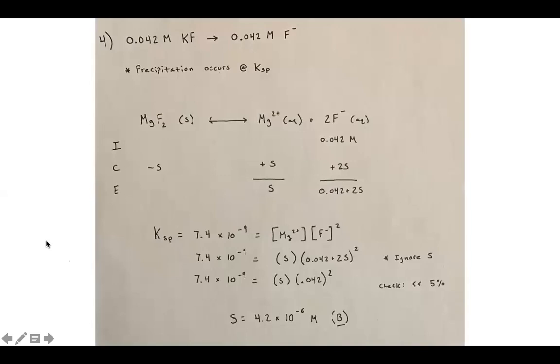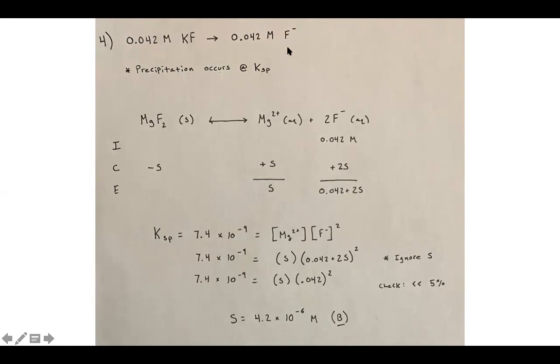So precipitation doesn't really start at the KSP, but it starts immediately after, right? So even 0.000001 molar after, it'll start precipitating. From our problem, I can't quite see how it's added, but I think it's potassium fluoride. From that, we can find that our initial concentration of fluorine is 0.042 molar. That's the important value that we need.